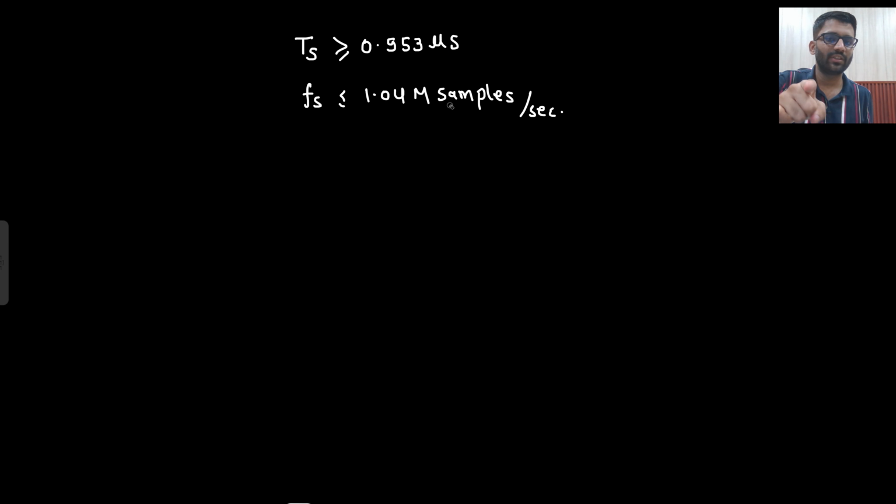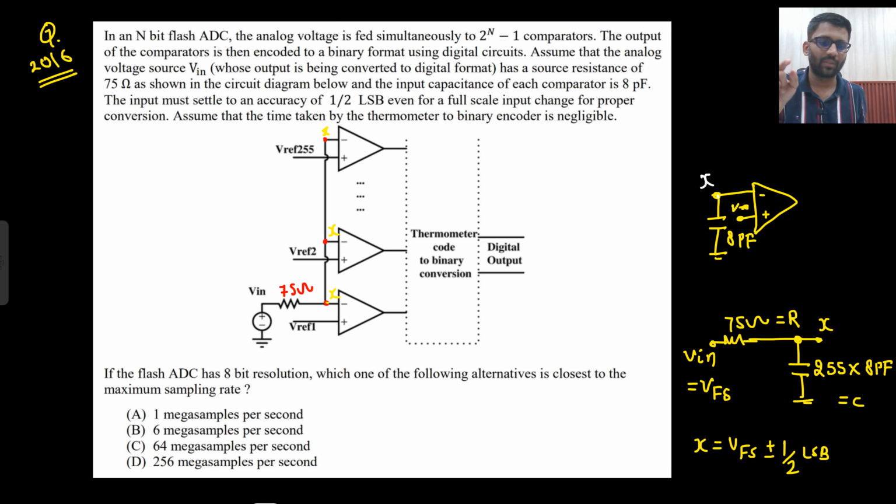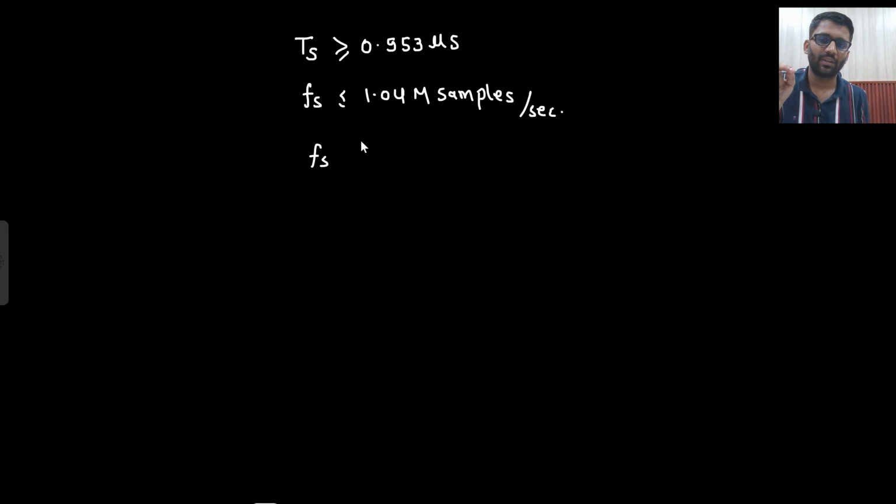So you can say 1.04 megahertz. So your Fs should be less than 1.04 mega samples per second. And what is the option? 1 mega sample per second. Okay, so Fs would be 1 mega sample per second.